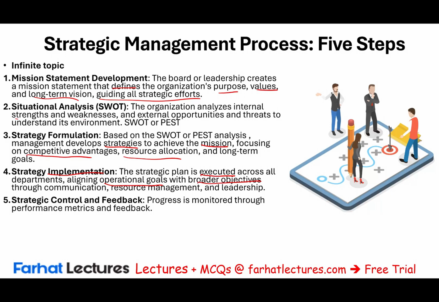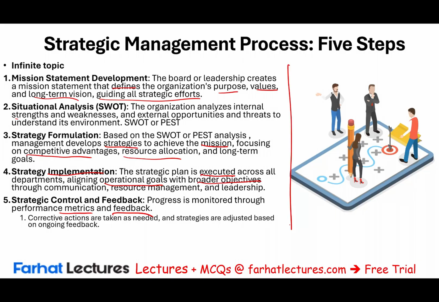Then strategic control and feedback. Obviously, we have to monitor our progress through performance metrics. Well, we said we're going to achieve a 10% increase in sales. Did we do that? We have to cut our costs by 15%. Did we do that? Get feedback and take corrective action as needed. And we should adjust the strategy based on ongoing feedback, the ongoing economic environment, and so on and so forth. So those are the 4 steps.